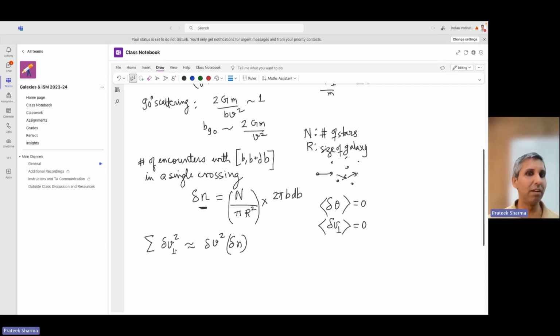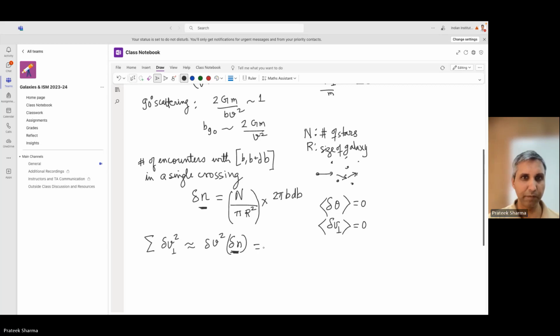So this is the total RMS spread in velocity in a single crossing of the galaxy, right? This is sort of like a random walk argument. This is the number of steps, so to speak, in the random walk, and this is the square of the change. So the RMS change in velocity is proportional to the square root of n rather than n itself, which is the ballistic regime. Okay, so if we plug in things, what do you get?